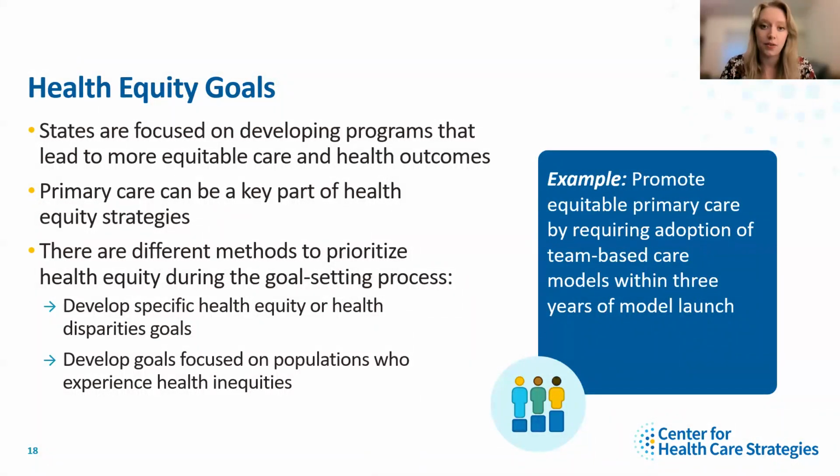On this slide, we have another example, this one related to health equity, which is to promote equitable primary care by requiring adoption of team-based care models within 3 years of model launch. So again, this might not always look like some of the more common goals you see when you're thinking about the triple aim or the quadruple aim, but it really looks at a measurable thing, adoption of team-based care models, a specific time period, and an overarching philosophy behind it, which is to improve equity.